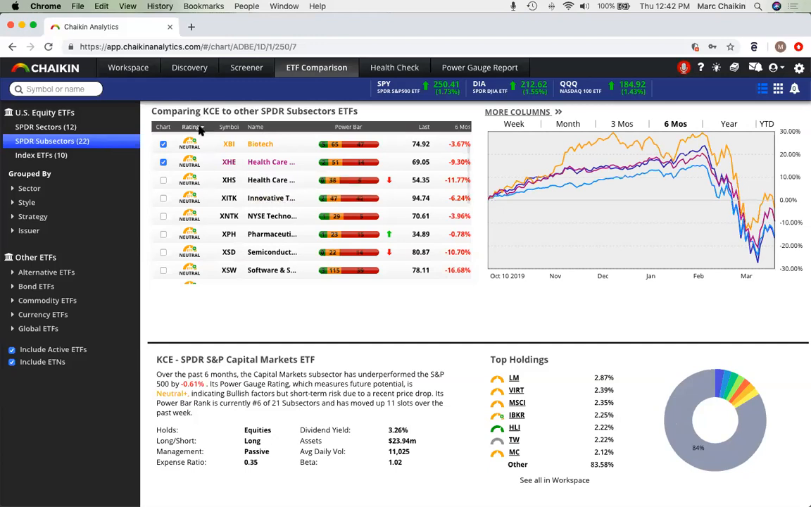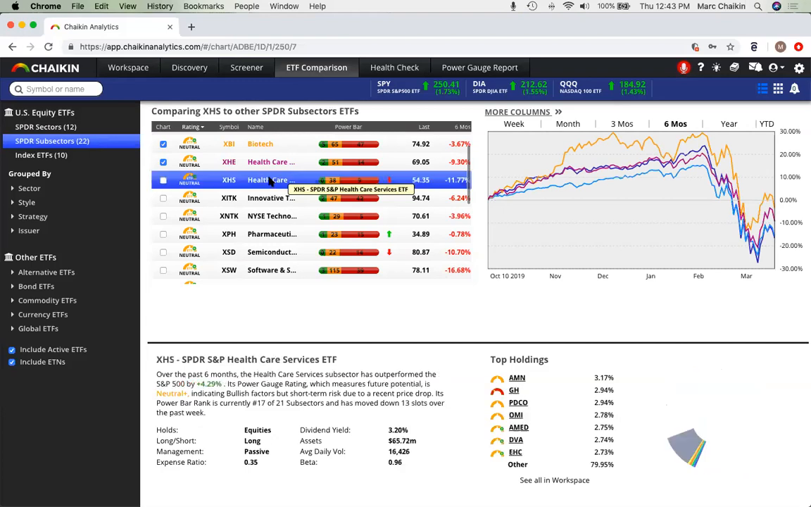So we have a combination of fundamentals and technicals. We roll up the Power Gauge ratings for each stock. So let's take a look at healthcare. Healthcare is rated neutral plus in the Chaikin Analytics Power Gauge rating. And we see that the top 10 holdings have no bullish names, but they have a few neutral plus names.